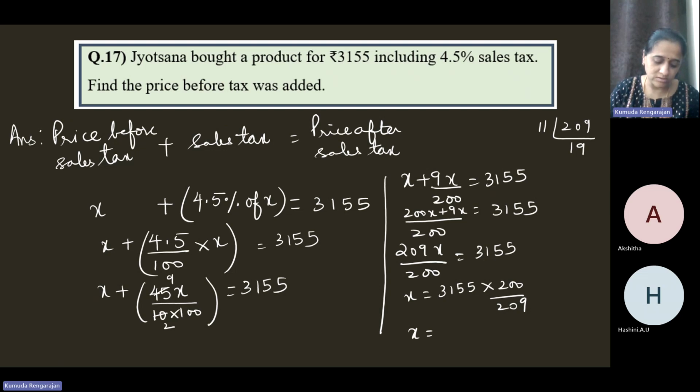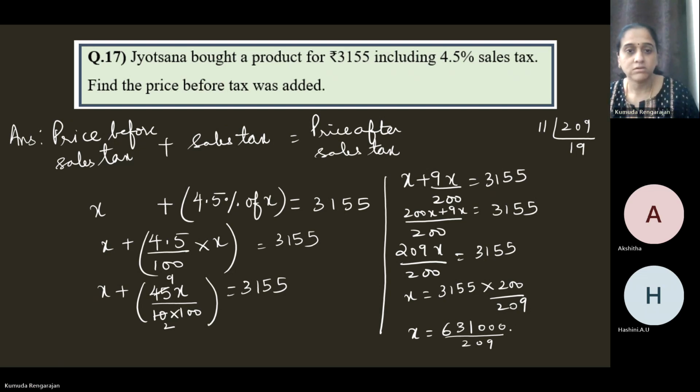3155 into 200 is 631,000. A student asks, is it equivalent to 63,100 by 20.8%? No, that's not a percentage. You're trying to find the price before sales tax. We got the same answer.